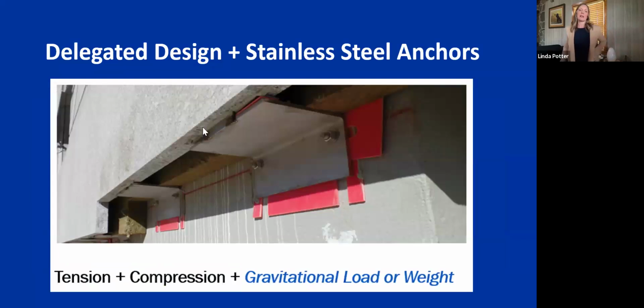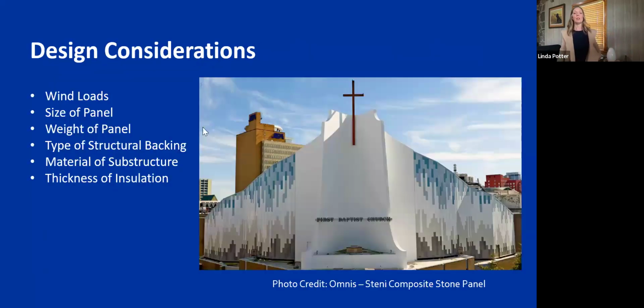Same thing goes with delegated design. Stainless steel anchors, those are what we've looked to for stone anchors. And a lot of architects don't quite understand this. We get calls every day that say, what's the capacity for your stone anchors for this project? And it comes back to, it depends on all these factors. Same thing goes for your Rainscreen cladding attachments. Why are they engineered? We're thinking about the wind loads, size of panel, the weight of that panel, the type of structural backing, the material of that substructure, the thickness of your insulation, the type of your insulation.